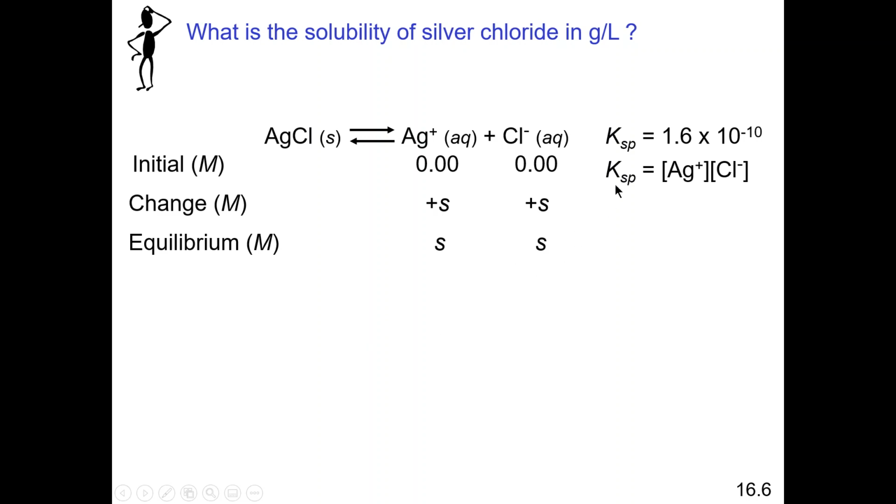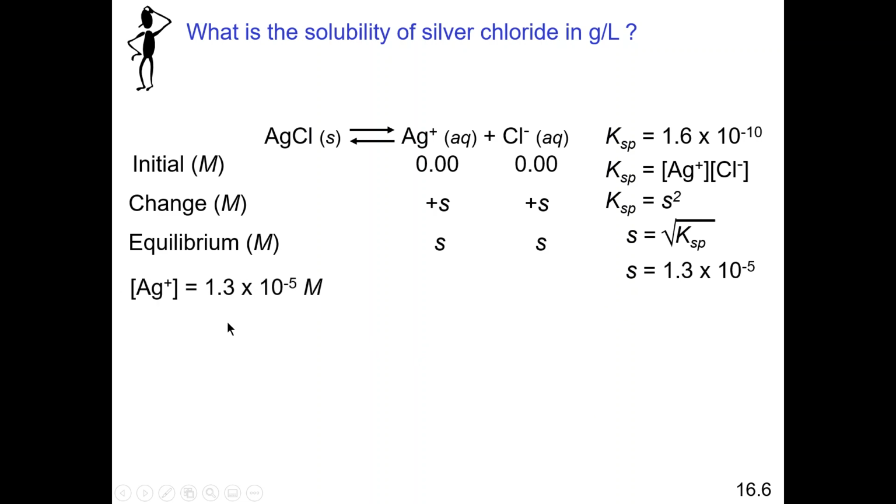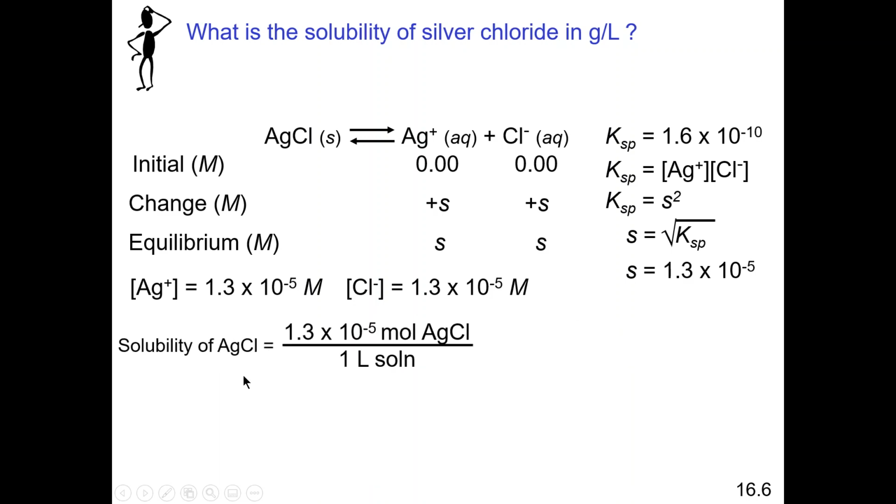So it's all a matter now of plugging these terms into the Ksp expression for silver chloride, and that simply gives you S squared. So to find S, which is the molar solubility, we find the square root of Ksp, and that works out to be equal to 1.3 times 10 to the minus 5. But we're not finished yet because this is the molar solubility. What the question is asking for is the solubility in grams per liter, right? So S would be the solubility, which is equal to the concentrations of the ions, but the solubility of silver chloride in grams per liter will be given by this calculation here.